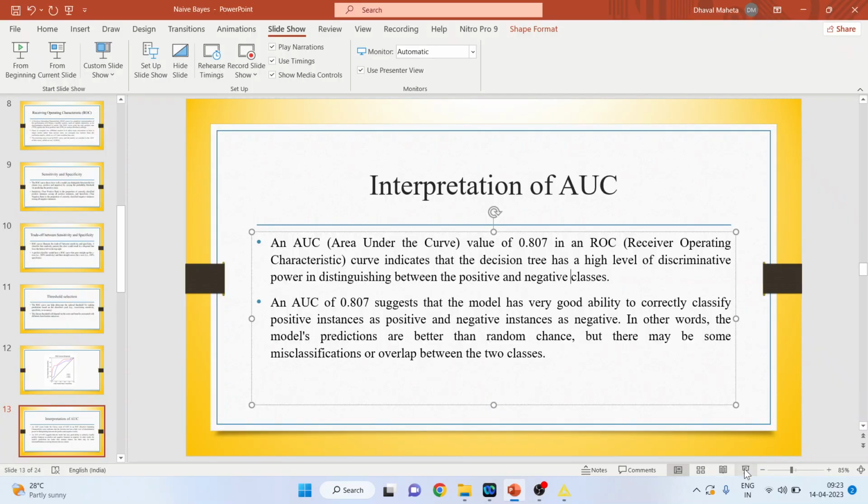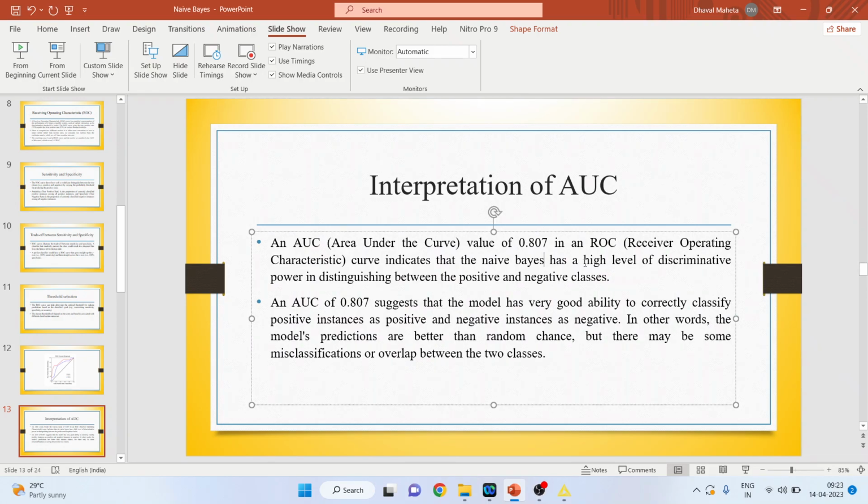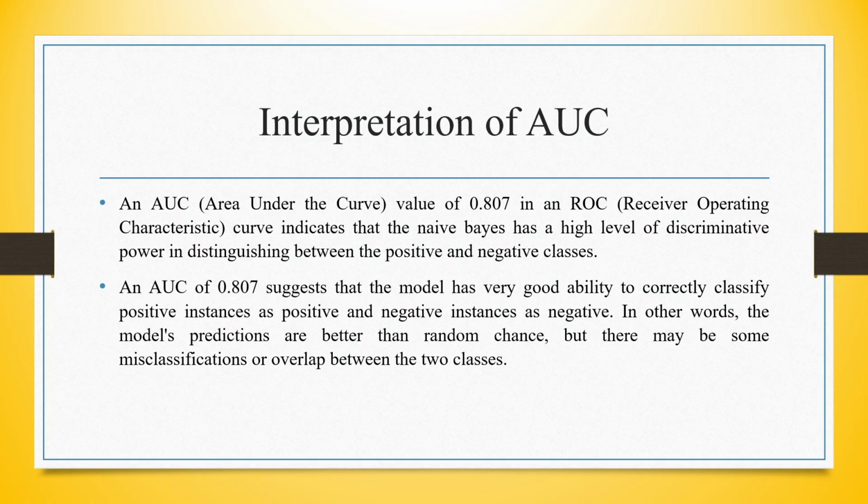Now, how to do the interpretation of ROC curve? An AUC value of 0.807 in an ROC curve indicates that this is a tree. I'll have to change it and I'll have to make it new bias. Yeah, change has been done. Indicates that a new bias has a high level of discriminative power in distinguishing between the positive and negative class.